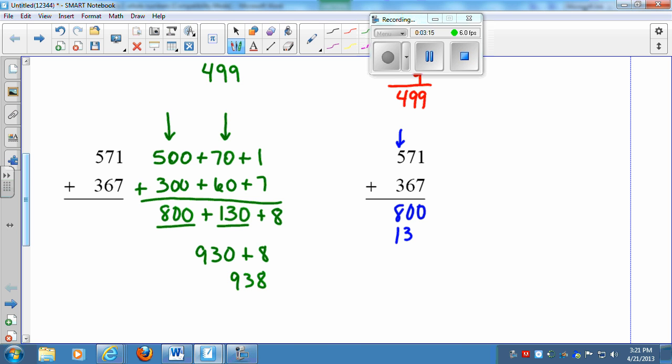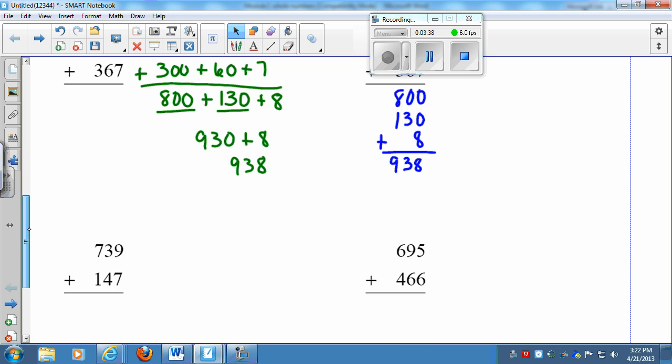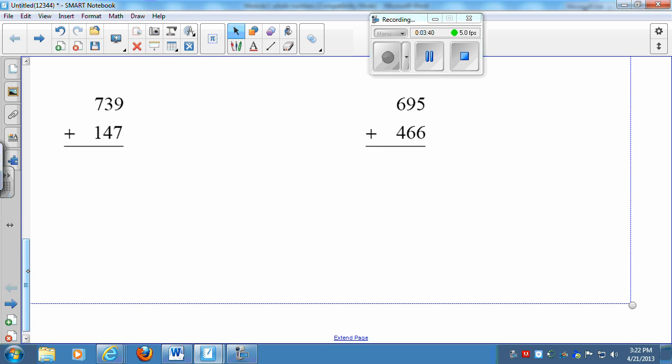Notice I'm lining up the digits in their place value. 130, the one lines up under the 800. 1 plus 7 is 8. Now to add this, again I go left to right, 938. So notice it matches. It's a little bit shorter than your expanded notation, and partial sums leads us to algebra. So most of the addition we're going to do is through partial sums.